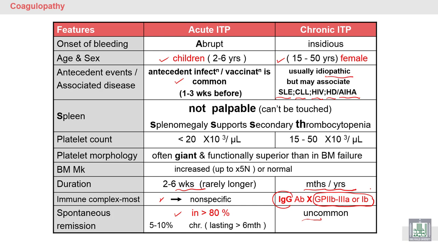Both of them have no splenomegaly. Splenomegaly supports other causes, not ITP, suggesting a secondary thrombocytopenia due to other causes like malignancy, malaria, hemolysis, or other causes. In both of them, there will be giant platelets because the production of the platelets from the bone marrow is abnormal. So the bone marrow tries to compensate by production of a lot of platelets and giant platelets.